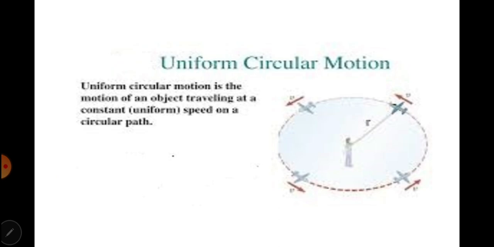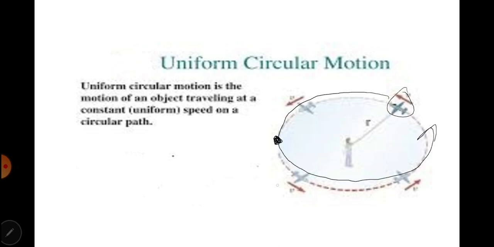Uniform circular motion. Uniform circular motion is the motion of an object. The motion of an object in a circular path is called uniform circular motion. Uniform circular motion is the motion of an object traveling at constant speed on a circular path. If an object is moving in circular path with constant speed, it is called uniform circular motion.